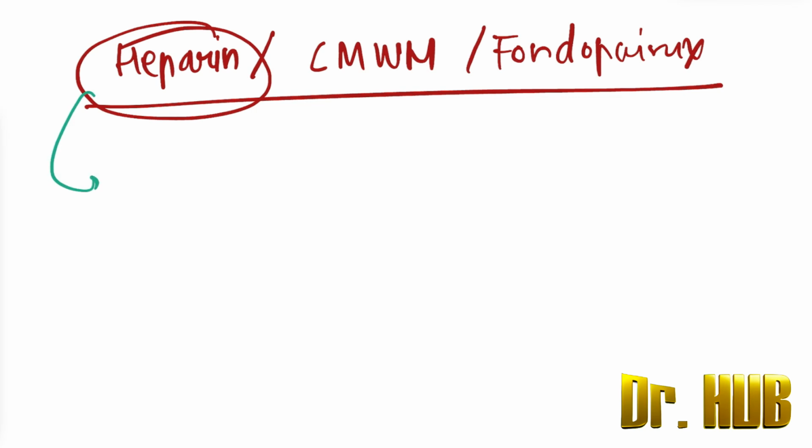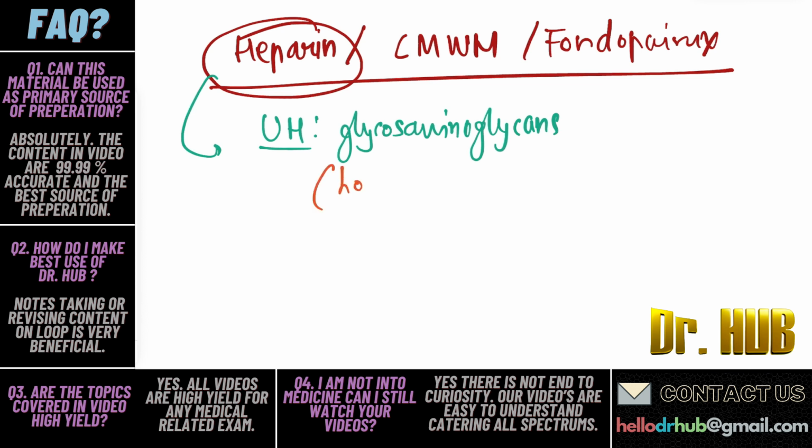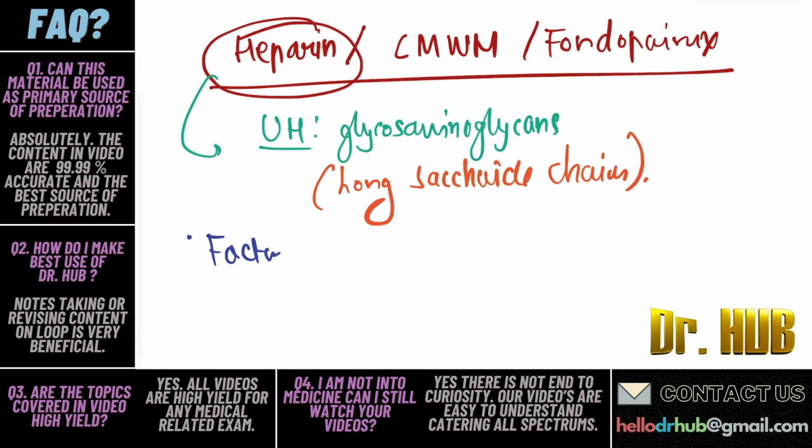The structure of heparin, so we're looking at the unfractionated heparin. This is a glycosaminoglycan. So what does it contain? It consists of long saccharide chains. Next we look at the factor XA inhibition, the factor 10A inhibition.